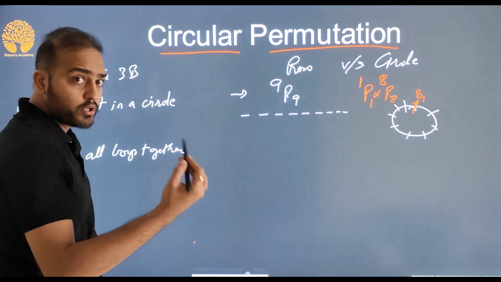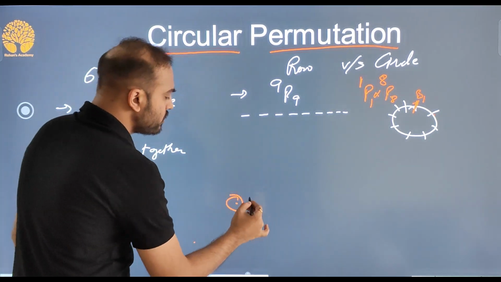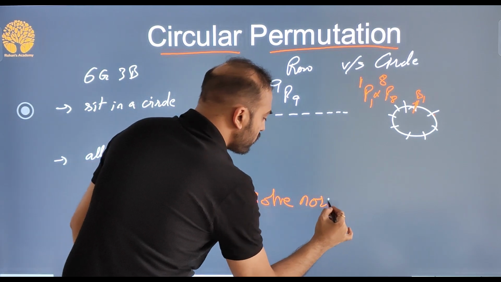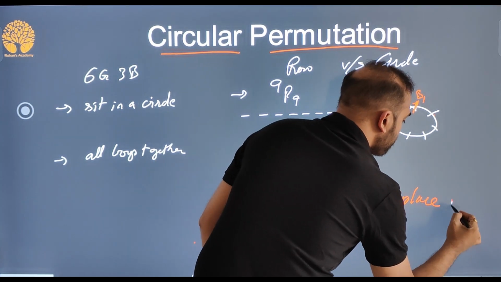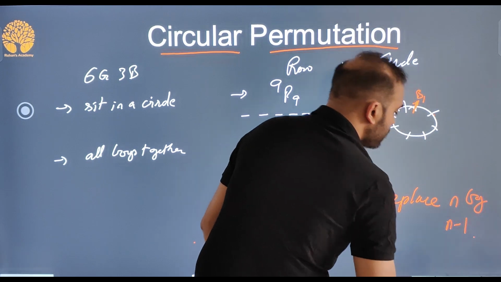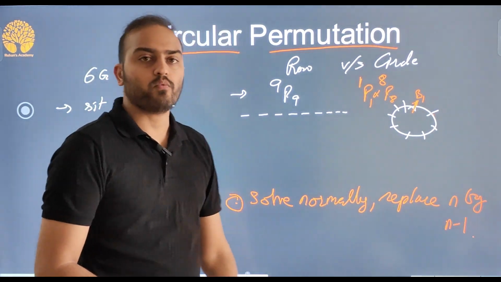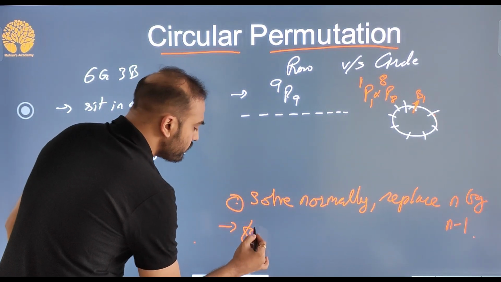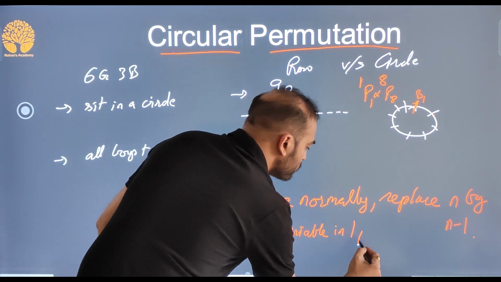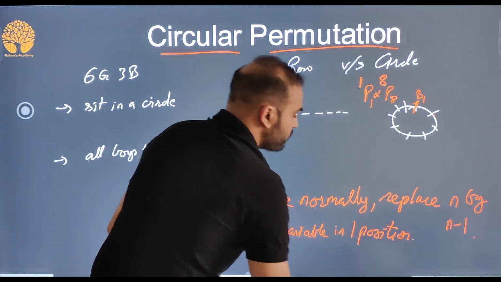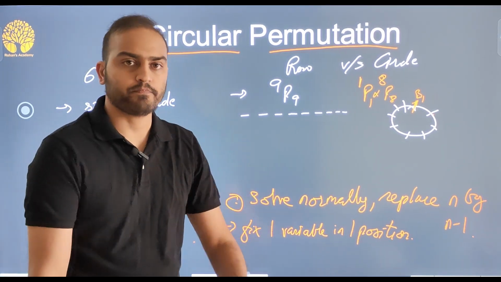So again, if you are looking for a formula for circular permutation, it's simple. Solve normally, but replace n by n minus 1. So in all the formulas or methods that we have done, solve it normally, just decrease the total by 1. Why does that happen? Because we fix one variable in one position and then solve.